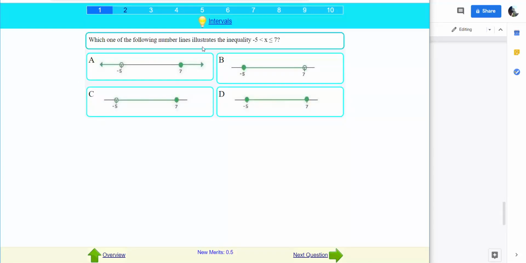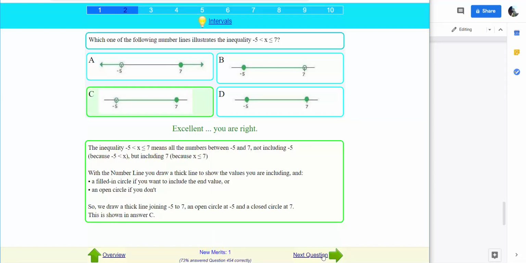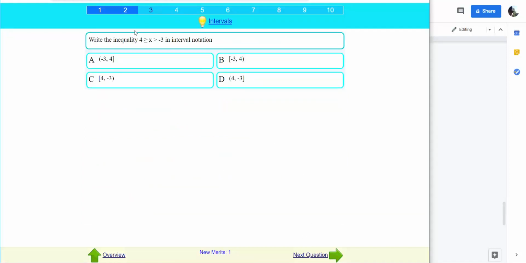Which of the following number lines illustrates the inequality negative 5 is less than x? No, it's negative 5 less than x, but not less than or equal. It's definitely C, because we don't have the equality sign here, so it's not included. Negative 5 is not included. While 4 is greater than or equal to 6 and greater than or equal to negative 3. So 4 is included, but the 3 is not.